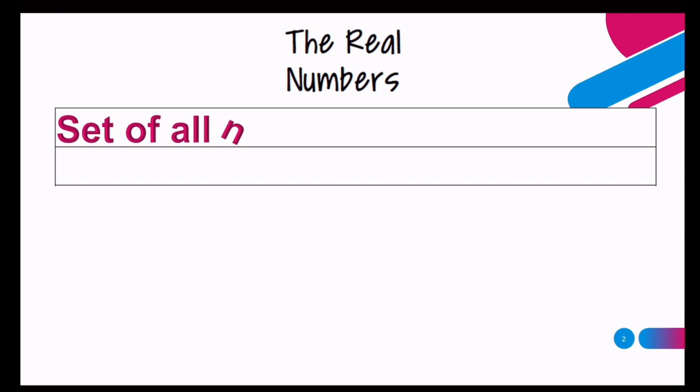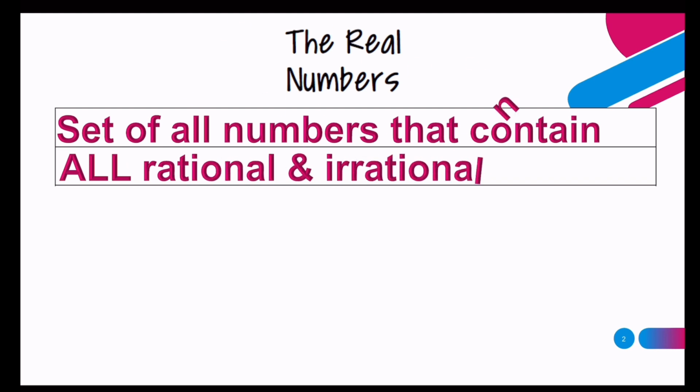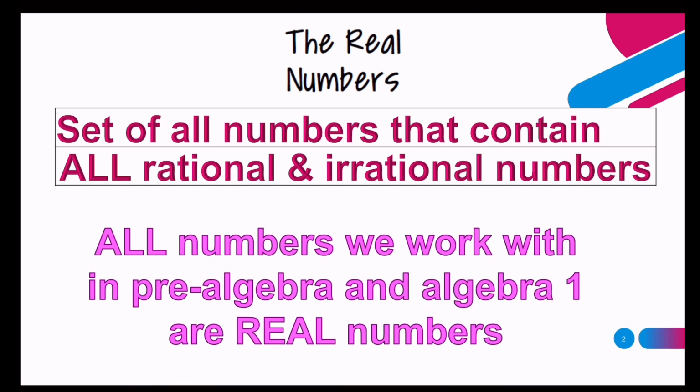What exactly are real numbers? Well, it's the set of all numbers that contain rational and irrational numbers. So real numbers are all numbers we work with in pre-algebra and that you'll also work with in Algebra 1. Any number we're going to be dealing with now are called real numbers. So whenever you're asked to classify the categories they fall under, they'll always fall under real. You will, in Algebra 2, learn something called imaginary numbers, but you will not see any imaginary numbers this year.